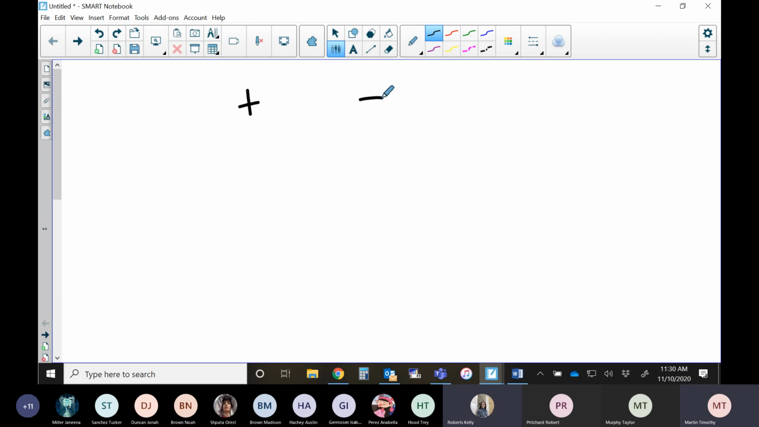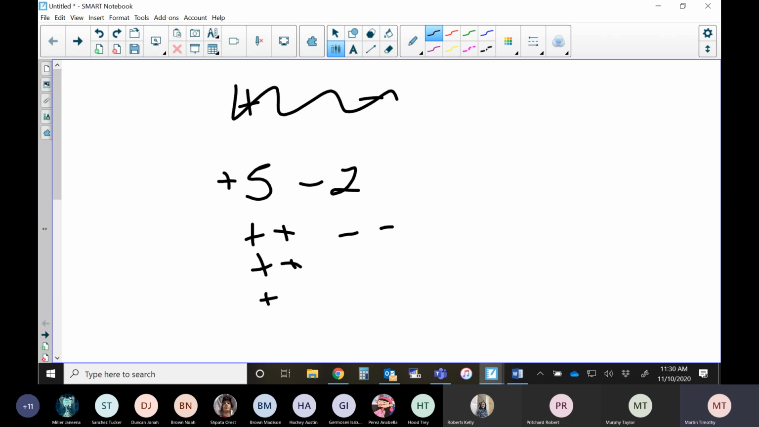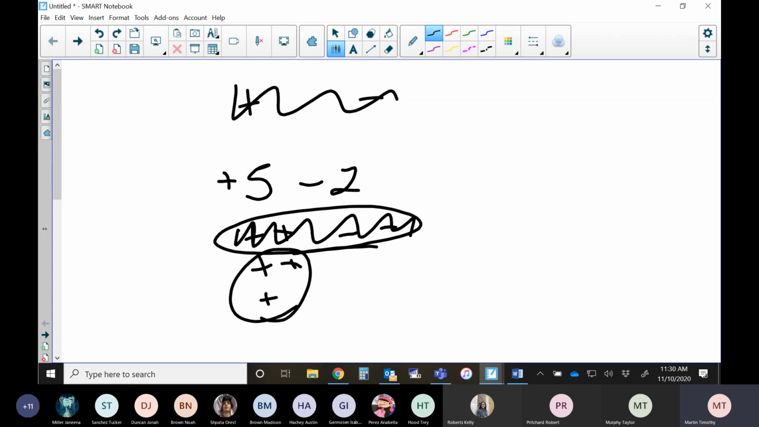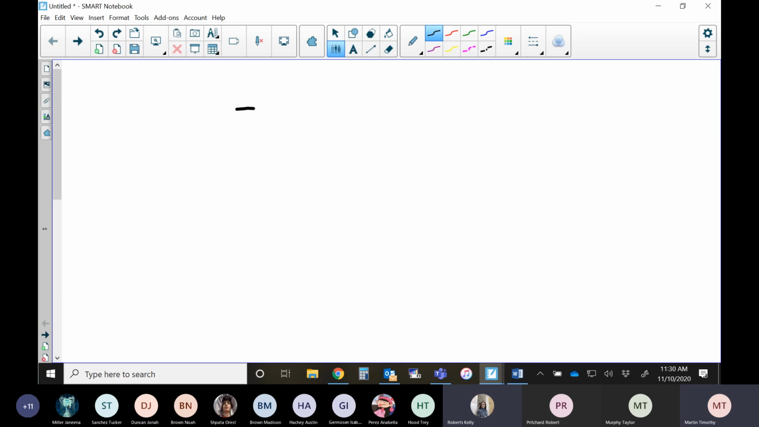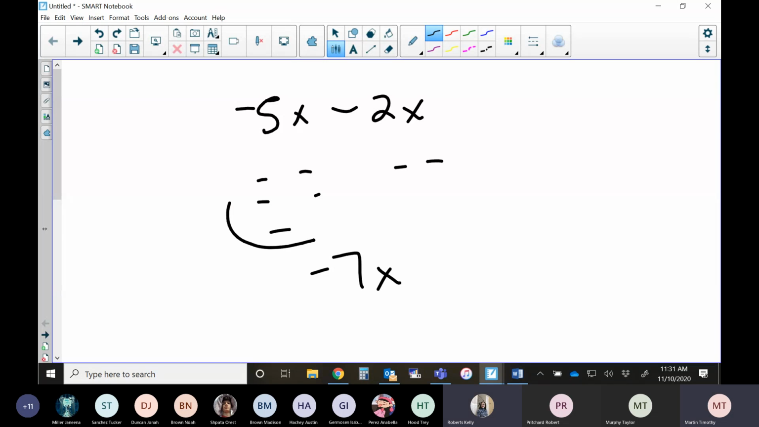They cancel each other out. So if I have 5 and I have -2, I really think of this as not 5 minus 2. I think of this as 5 positives and 2 negatives. In my head, I'm thinking I have 5 positives and 2 negatives. These 2 negatives cancel out 2 of the positives, and I'm left with 3 positives. So when I have negative 5x and I'm minusing 2x, I go, okay, that's 5 negatives. 2 more negatives mean I have negative 7x, because negatives make more negatives. They don't cancel each other out.